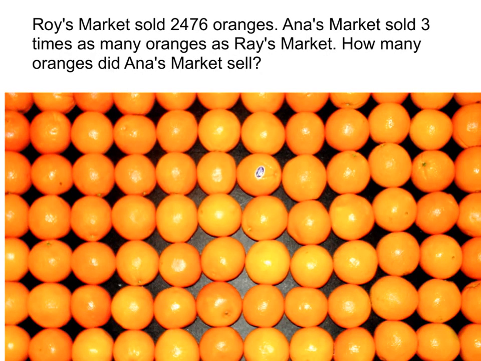Arithmetic problems are generally introduced as word problems instead of being shoved towards the end of the unit, as often happens. This allows the students from the beginning to really think of what are the real objects we have here. That in this case, Roy sells 2,476 of an object, and Anna sells 3 times as many of them.